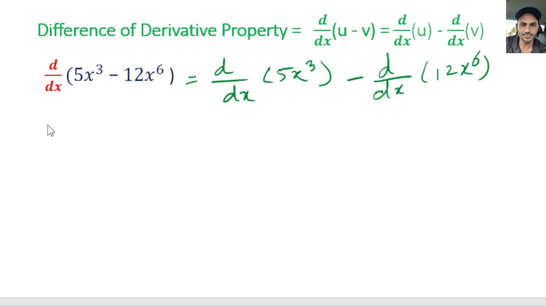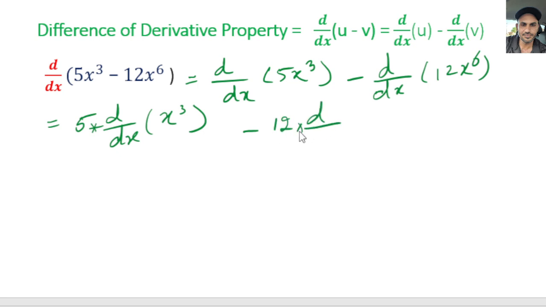Now let's go ahead and simplify this further. I'm going to take out this 5 from the derivative because it's constant and it's multiplying. And I'm going to write it as this derivative of the x cubed minus, I'm going to take 12 out from this term. I'm going to write it as a multiplier or coefficient, and the derivative of the x to the 6.